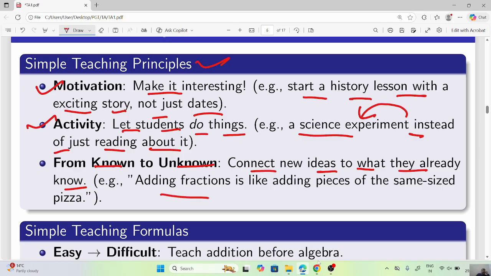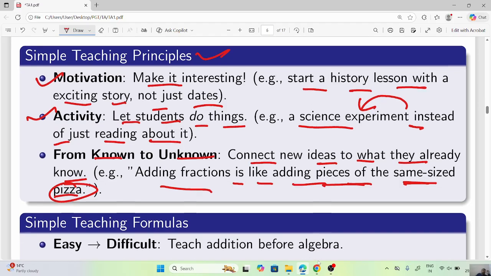Give an example: adding fractions is like adding pieces of same-size pizza. If you want to convey the idea of adding fractions to the student, first of all you ask the student to add pieces of same-size pizza.